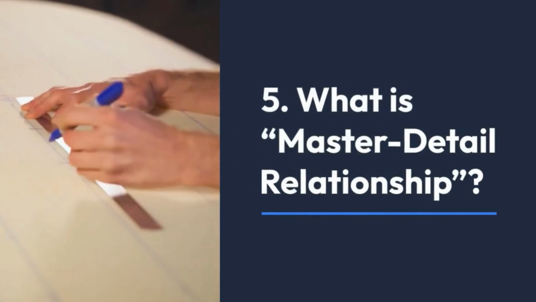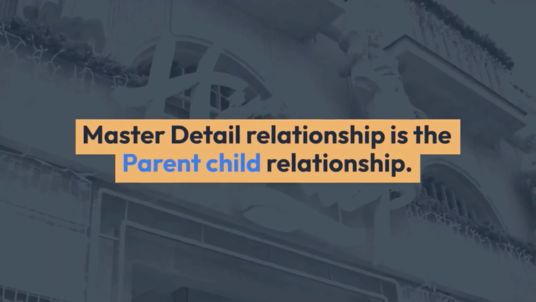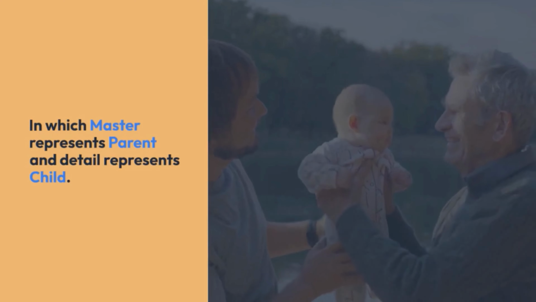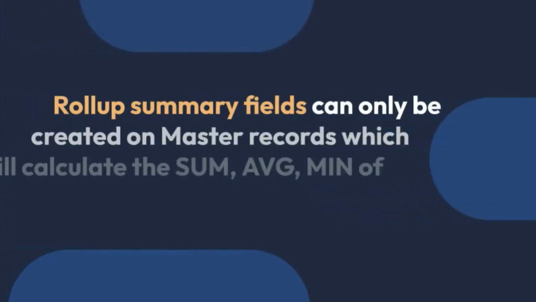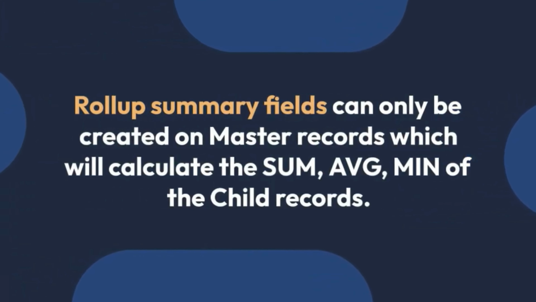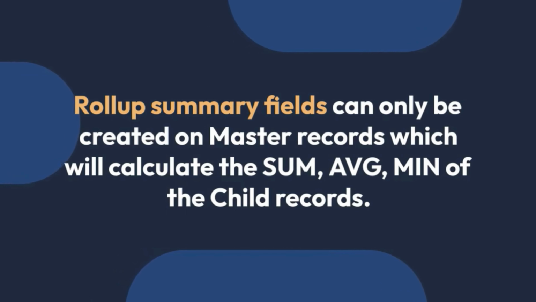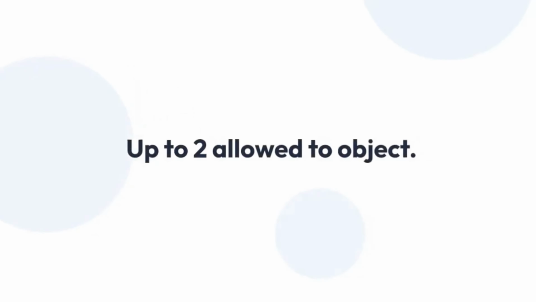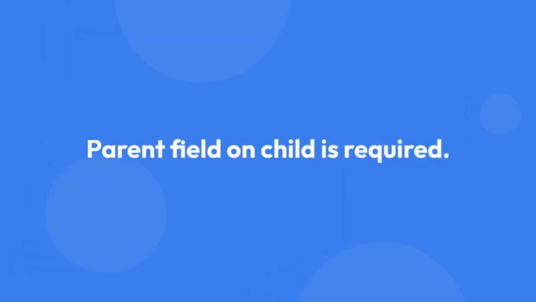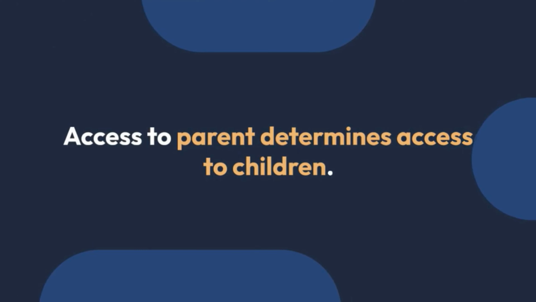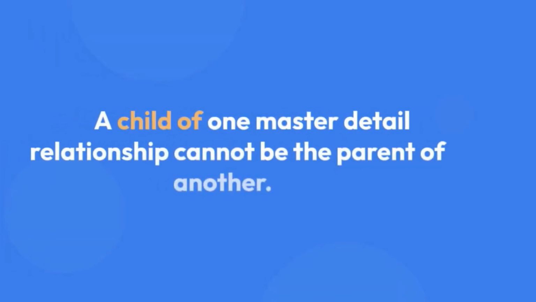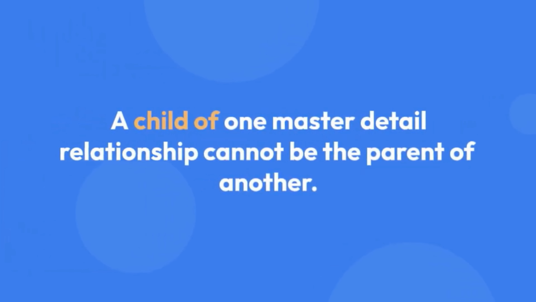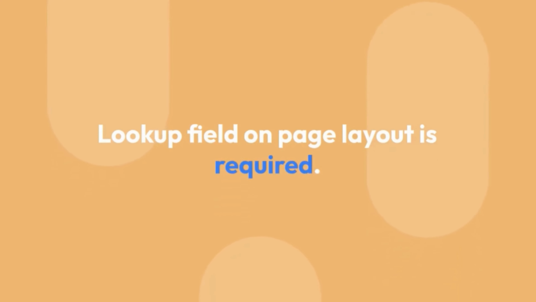5. What is master-detail relationship? Master-detail relationship is the parent-child relationship, in which master represents parent and detail represents child. If the parent is deleted, then the child also gets deleted. Roll-up summary fields can only be created on master records, which will calculate the sum, average, min of the child records. Up to 2 allowed per object. Parent field on child is required. Access to parent determines access to children. Deleting parent automatically deletes child. A child of one master-detail relationship cannot be the parent of another. Lookup field on page layout is required.